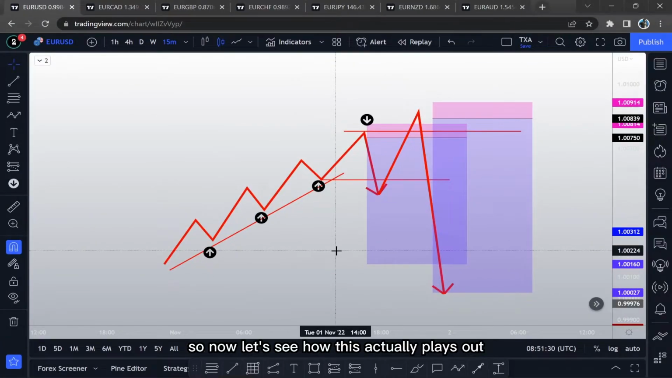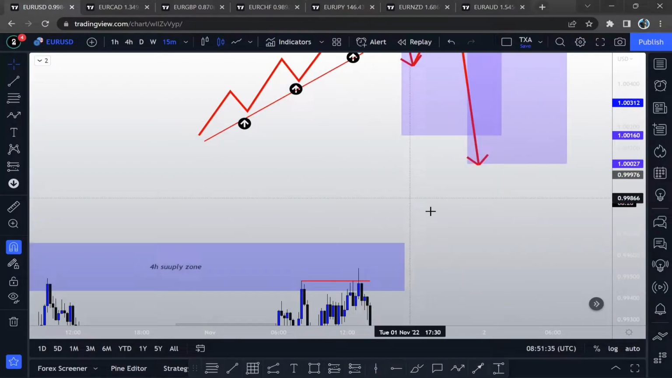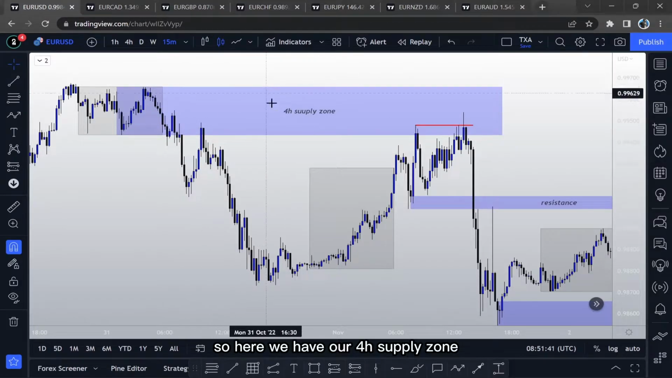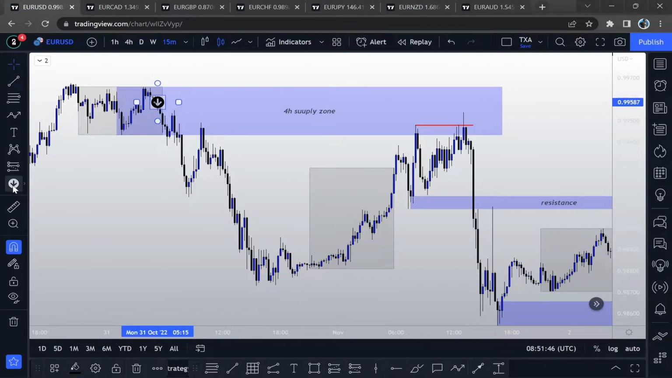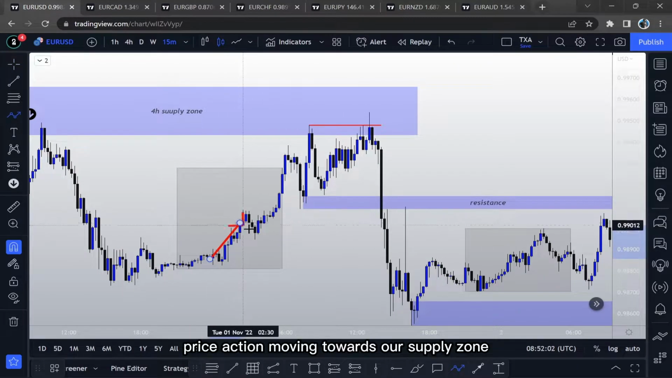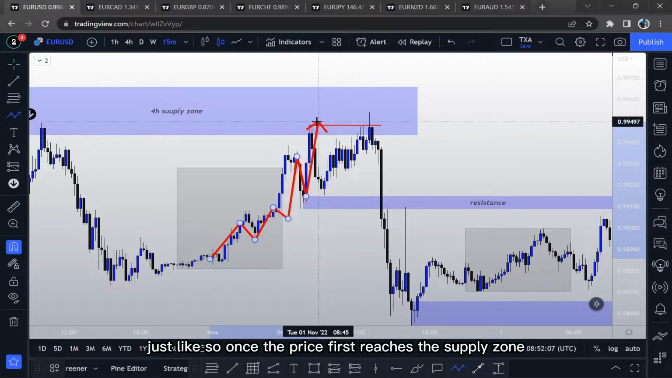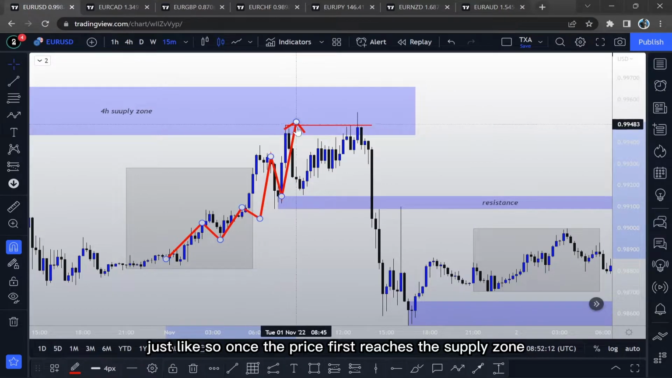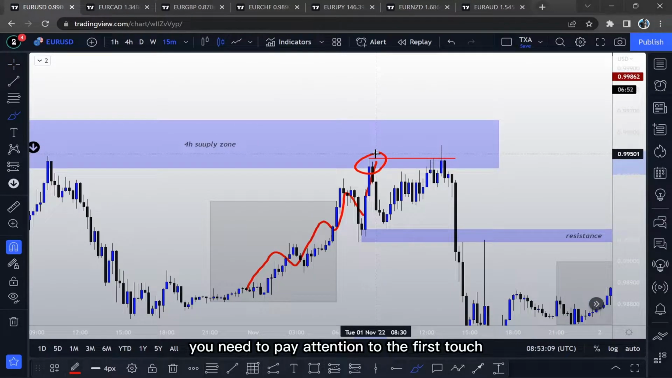So now let's see how this actually plays out on a real chart. Here we have our 4H supply zone. The sellers are right here. So what happens is that we have price action moving towards our supply zone, just like so. Once the price first reaches this supply zone, you need to pay attention to the first touch.